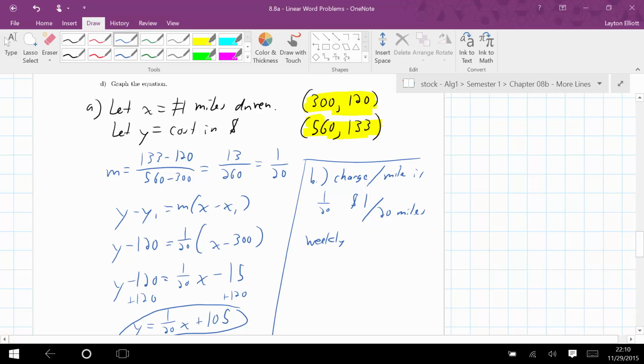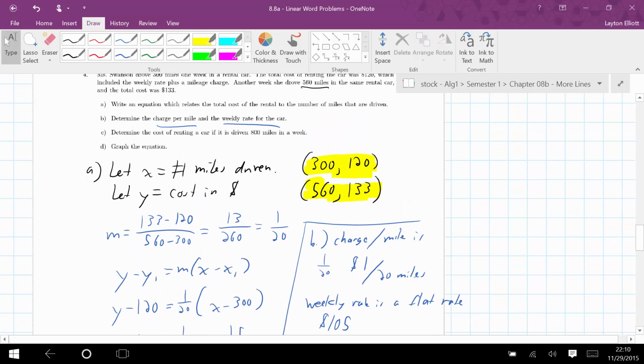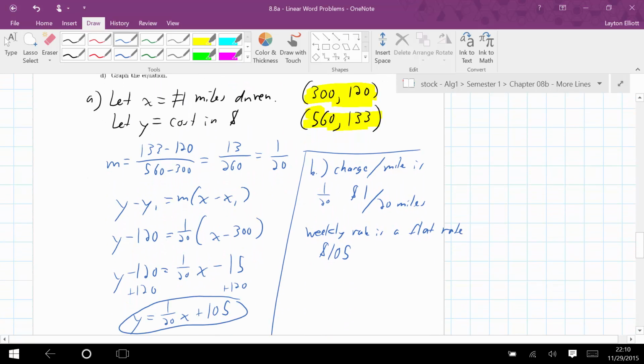well, that's kind of a misnomer. The weekly rate is a flat rate. It's how much you pay that week no matter what. And that flat rate is the y-intercept, and that's the $105. You pay that no matter what. No matter how much you drive, you're going to pay the $105.